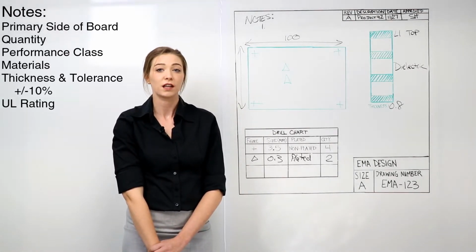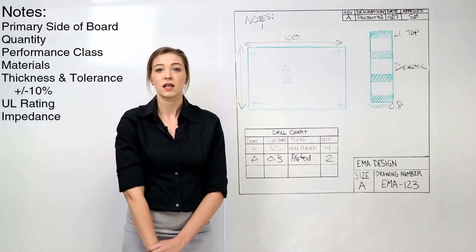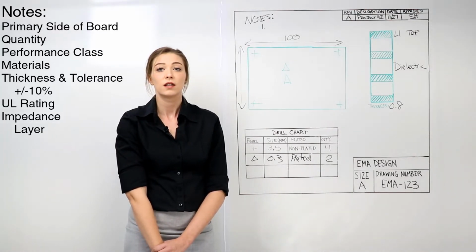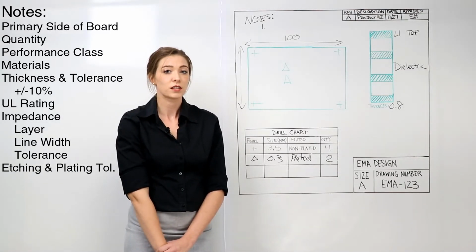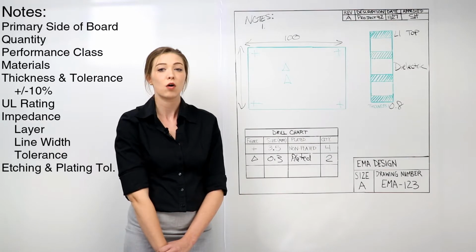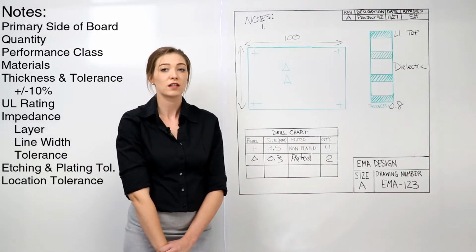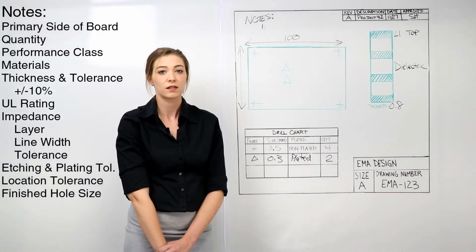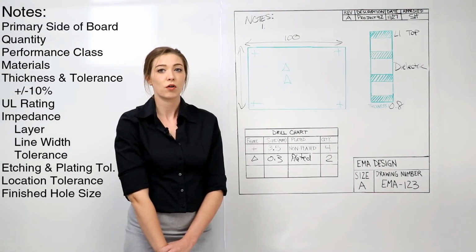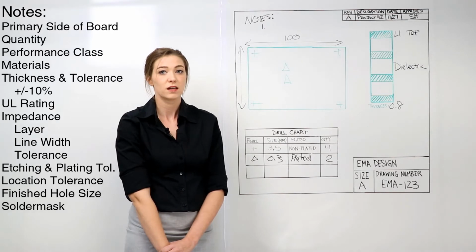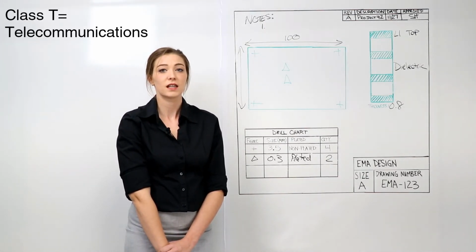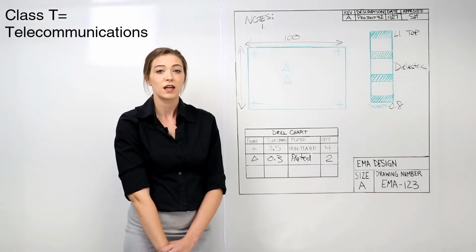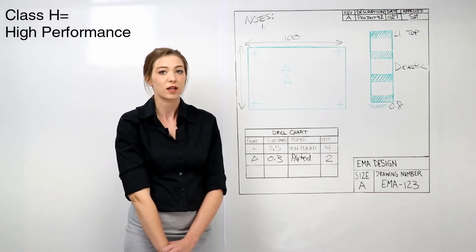Define the UL rating, define the impedance and make sure to identify the layer, line width, and tolerance, define etching and plating tolerance, indicate copper-plated holes and conductors, define location tolerance of smaller holes, define finished hole size, designate the controlling performance specifications of the solder mask, such as color, finish, and class. For example, Class T designates telecommunications, and Class H designates high performance.